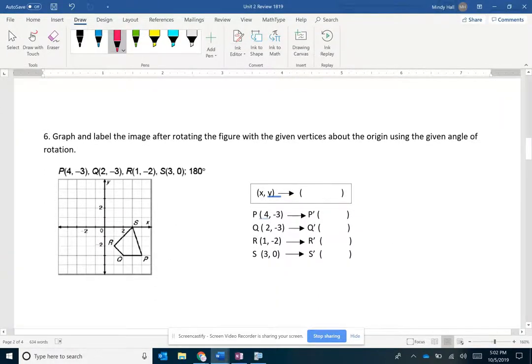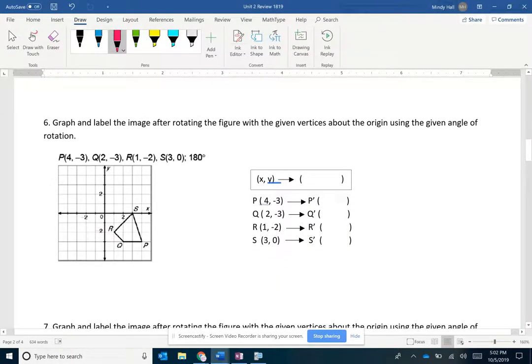For number 6, we are rotating about the origin 180 degrees. So that rule, if you remember on that little salmon colored sheet that you were given, is negative x, negative y. So all you're doing is changing the signs of all of your values. So if P is at 4, negative 3, P prime is going to be negative 4 and positive 3. Q is at 2, negative 3, so Q prime is at negative 2, positive 3. R prime would be at negative 1, positive 2, and S prime would be at negative 3, 0.